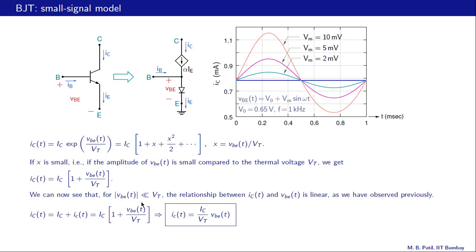Now this condition, in which the variation of the base to emitter voltage is small compared to the thermal voltage Vt, is called the small signal condition. And it is very important to keep in mind that this equation which we have derived is only valid if the small signal condition is satisfied. So it is under this condition that we will now derive the BJT small signal model.